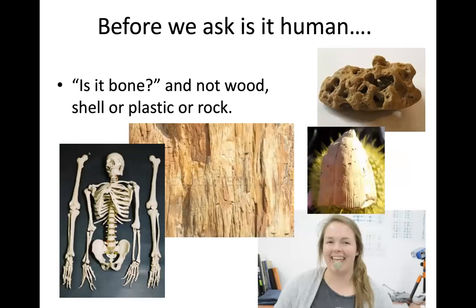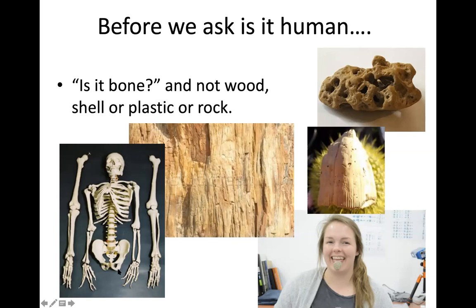So before we ask if it's even human, is it bone? A lot of individuals will find stuff on the ground and sometimes it'll have the morphology of bone, but it's not. It could be wood, it could be plastic, it could be rock, it could be shell. So here are some examples where some people might get a little confused. Here we've got a piece of fossilized coral where it's got somewhat of a spongy appearance like certain bone does. I put this in as a joke.